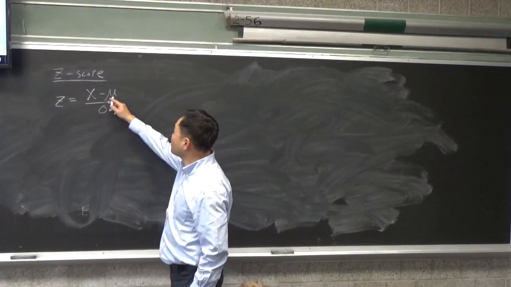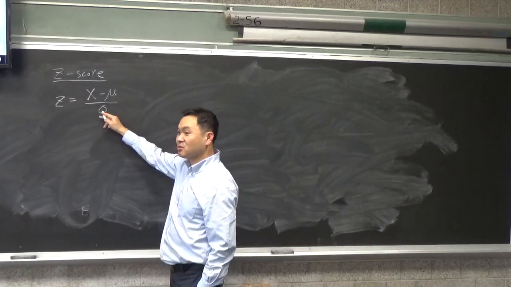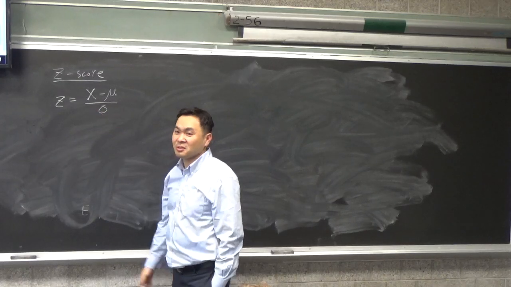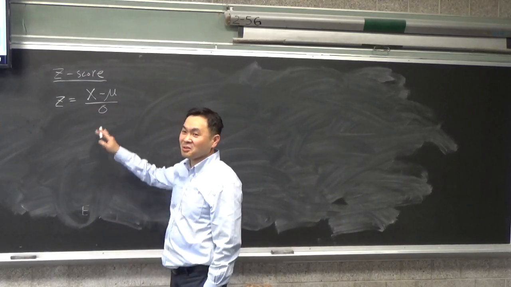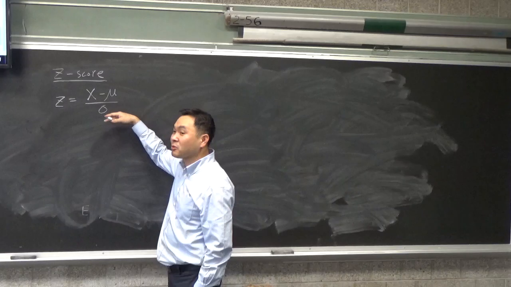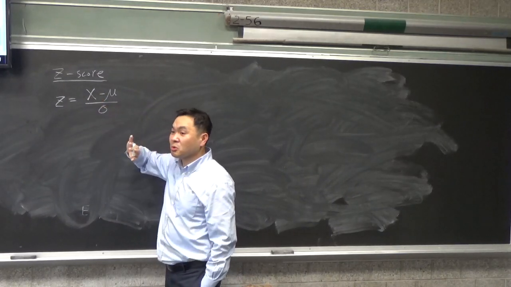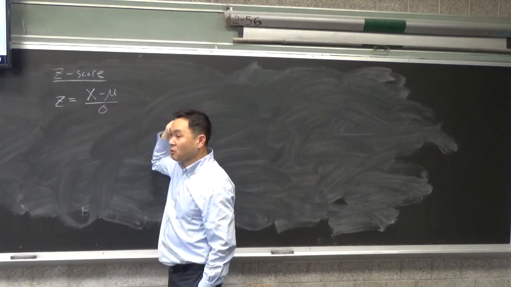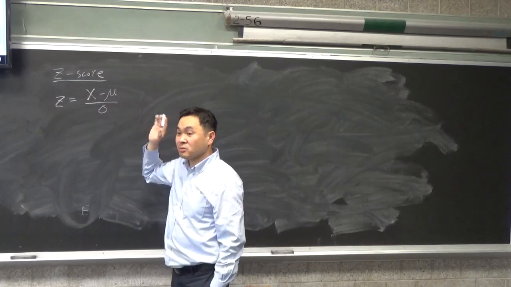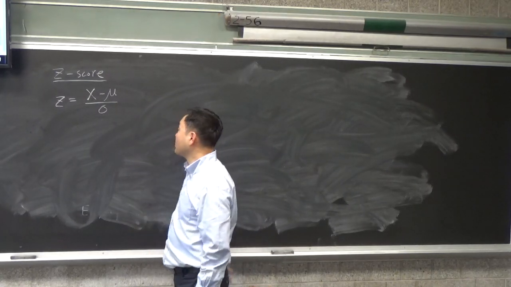Why do we use Greek letter mu and Greek letter sigma? Well, it's just stuck. It's a convention. When you have a random variable, its expectation value is often written as mu, and its standard deviation is often written as sigma. Okay?